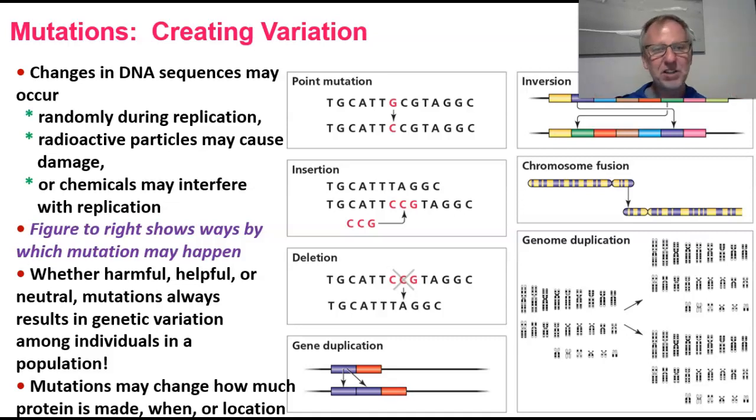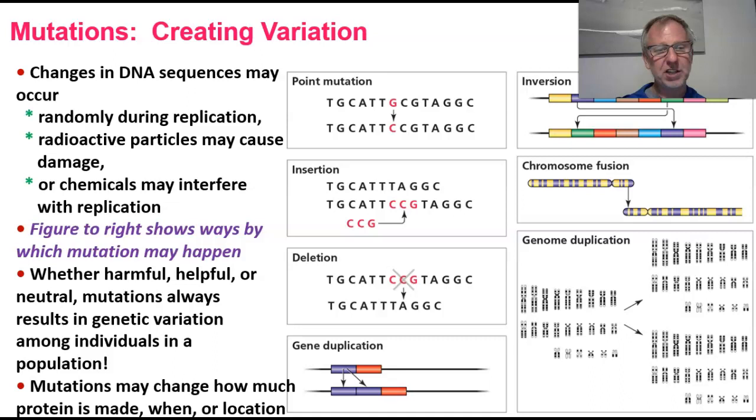Now, mutations can be harmful. They usually are, or helpful. They might confer some benefit in terms of natural selection, or neutral. They don't do anything either way. But no matter what, mutations always result in new genetic variation among individuals in a population. And remember also that if a mutation in one environment or context is harmful, in another environment or context, it may be beneficial. So mutations, whether they're harmful or helpful, may be context dependent.